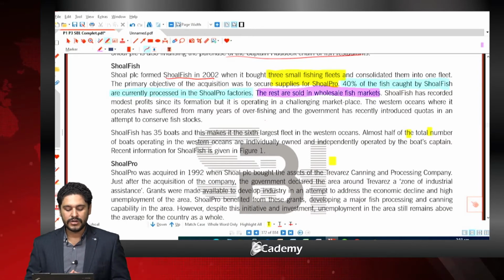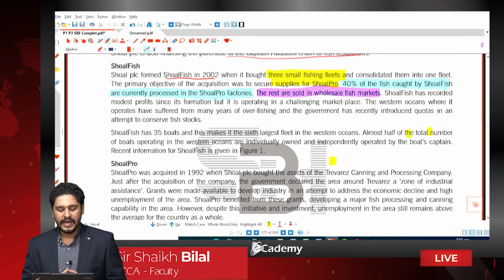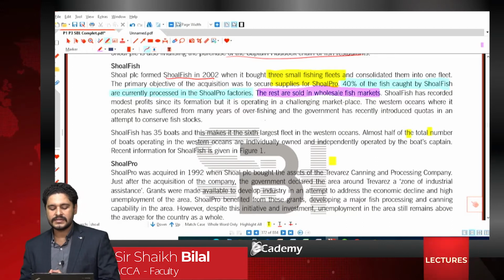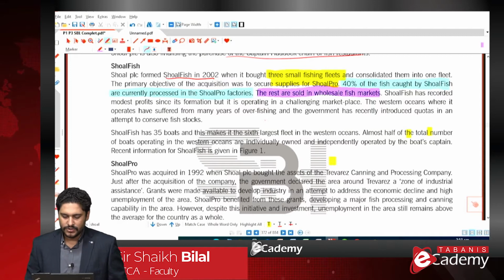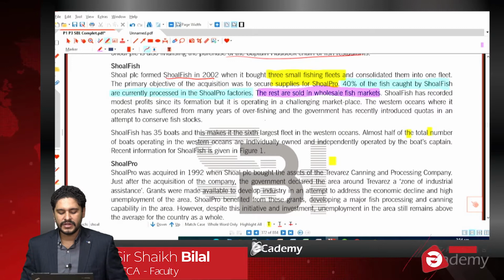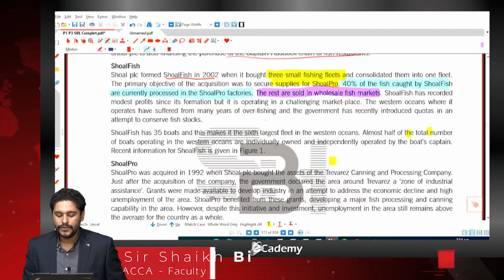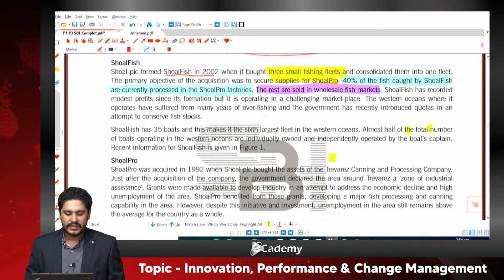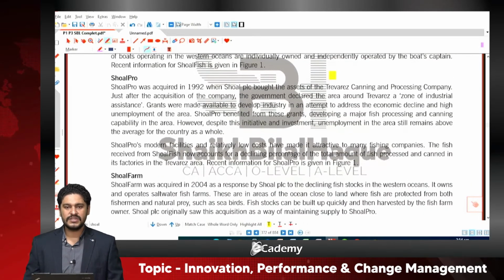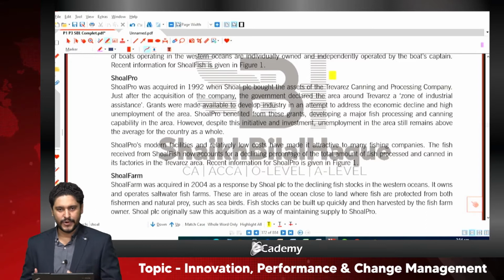Shoal Fish has 35 boats, and that makes it the 6th largest fleet in the Western Ocean. Almost half of the total number of boats operating in the Western Ocean are individually owned and independently operated by boat captains. Recent information on Shoal Fish is given in figure number 1. Then we have Shoal Pro, which is operating in the processing and the canning of the fish.